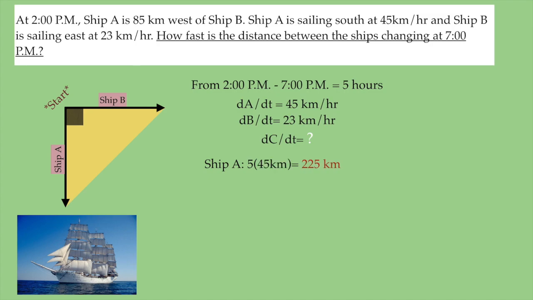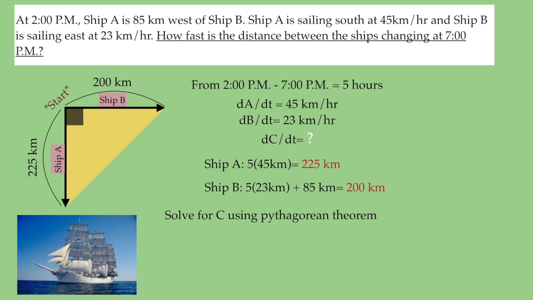So for Ship A, we're going to multiply 5 times 45 kilometers because 5 hours have elapsed, and we're going to get 225 kilometers for Ship A. For Ship B, we're going to multiply 5 times 23 kilometers, but we're also going to add that 85 kilometers that was given to us in the problem because Ship A is 85 kilometers west of Ship B. So we're going to get 200 kilometers for Ship B.